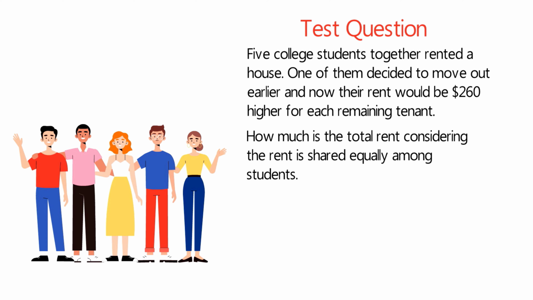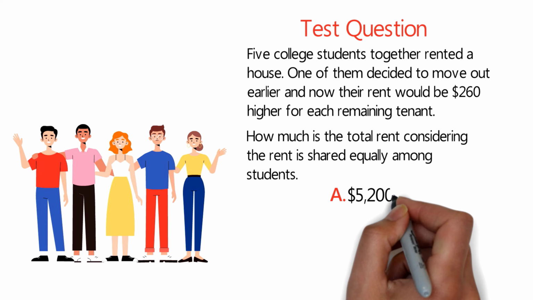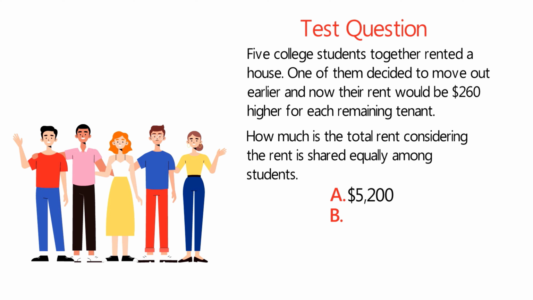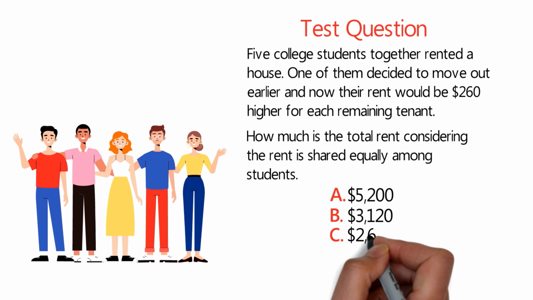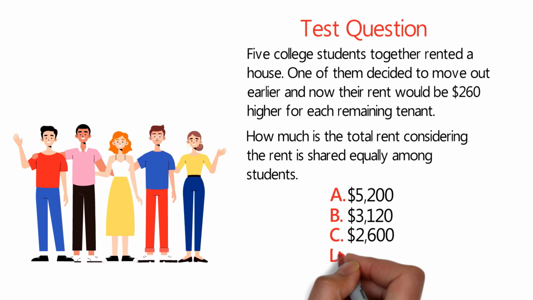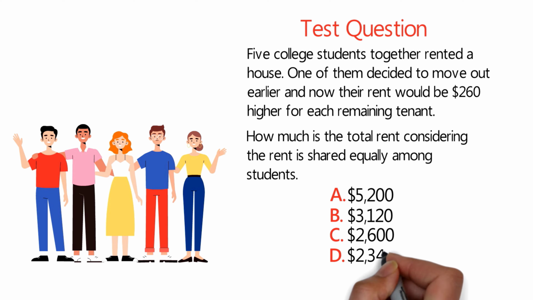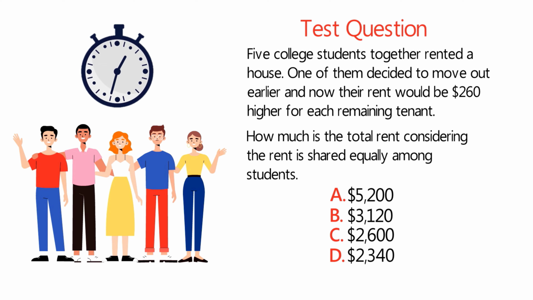And you're presented with 4 different choices. Choice A, $5,200. Choice B, $3,120. Choice C, $2,600. And choice D, $2,340. Give yourself 20 to 30 seconds. Maybe pause this video to see if you can come up with the answer on your own.